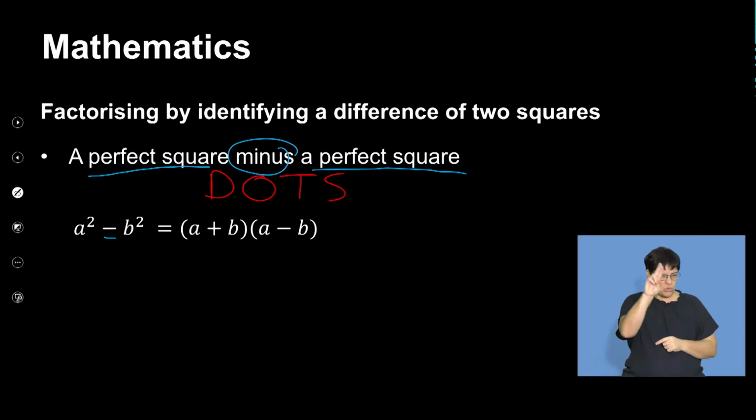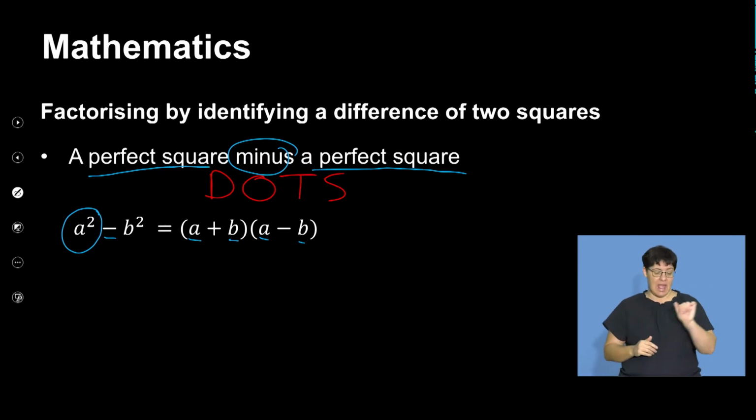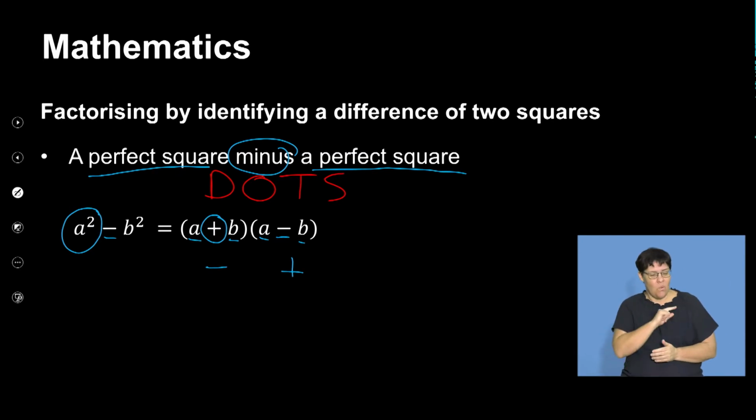So, to factorize this, I find the factors of a squared, which are a and a. I find the factors of b squared, which are b and b. So the brackets will have both a and b, a and b. The signs will be different: it will be plus and it will be minus. At times it can be minus, it can be plus there. It doesn't really matter because the brackets are exactly the same.